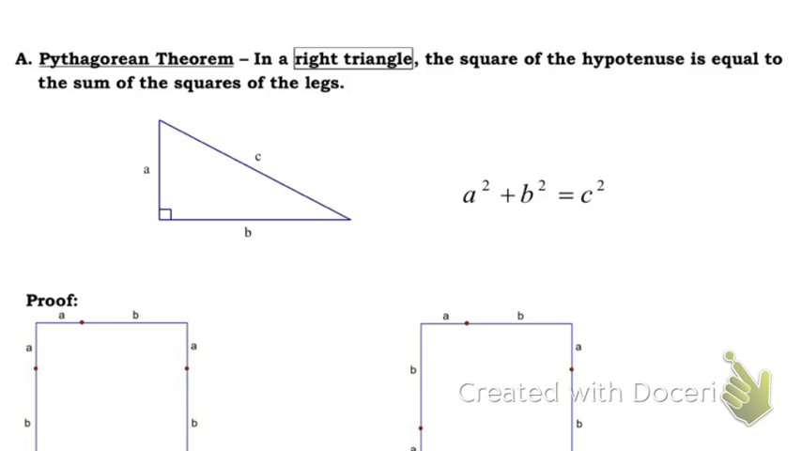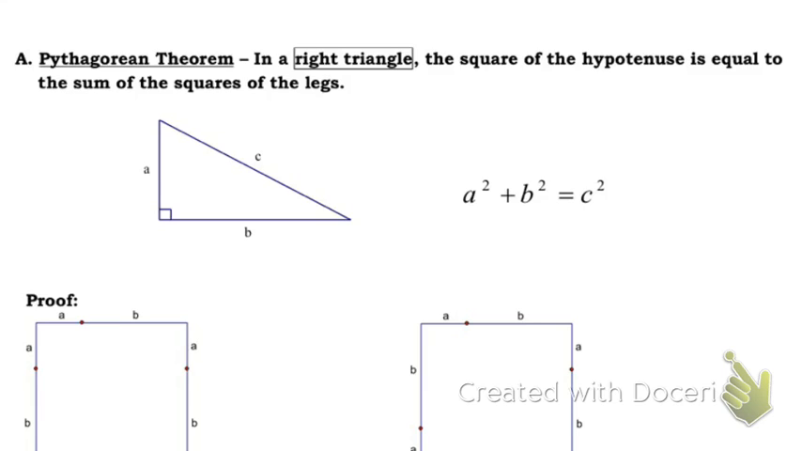Okay, today we're going to talk about the Pythagorean theorem in a right triangle. I boxed that in because it's very important. The only time you can use this is in a right triangle. We don't use the Pythagorean theorem unless it's a right triangle. So the square of the hypotenuse is equal to the sum of the squares of the legs.